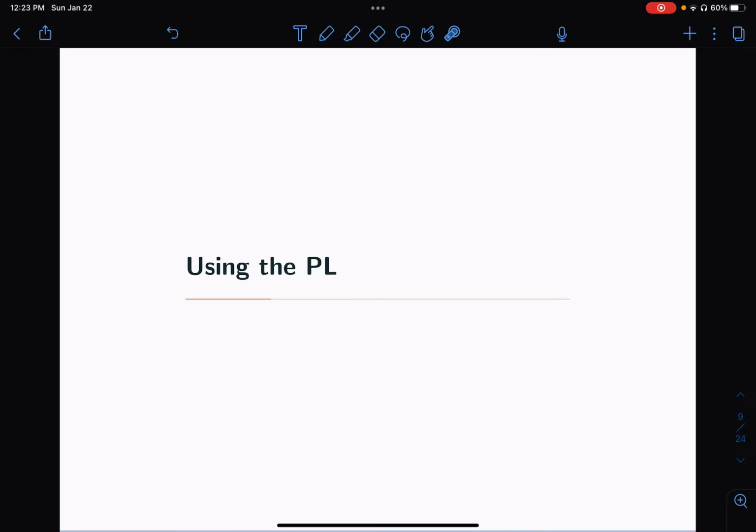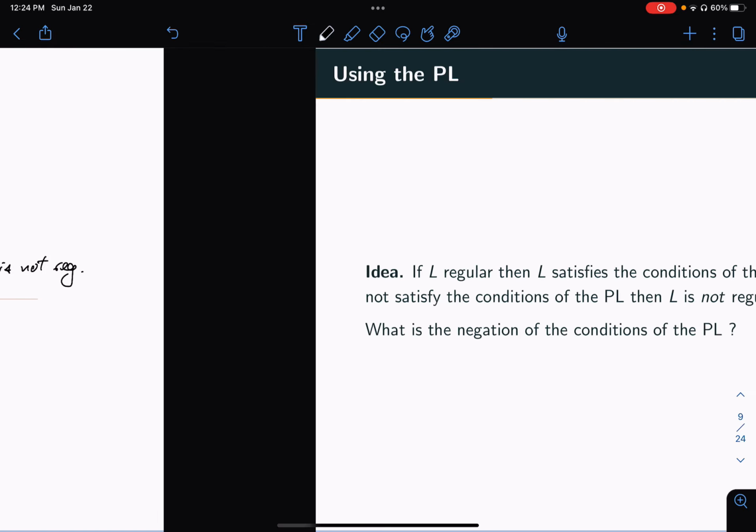Okay, hello everyone. In this video, we're going to be looking at how to use the pumping lemma to prove that a language is not regular. So this is going to be using the pumping lemma to prove that some language L is not regular. So how do we actually do that?